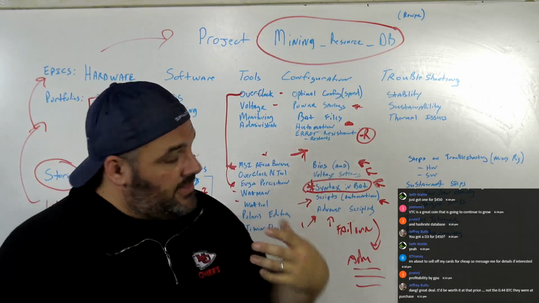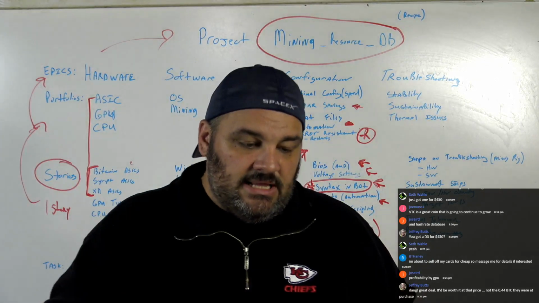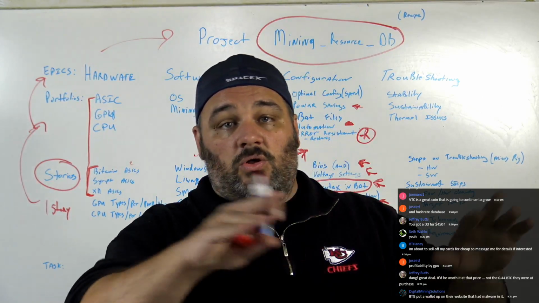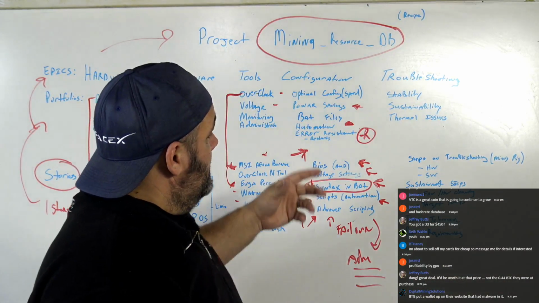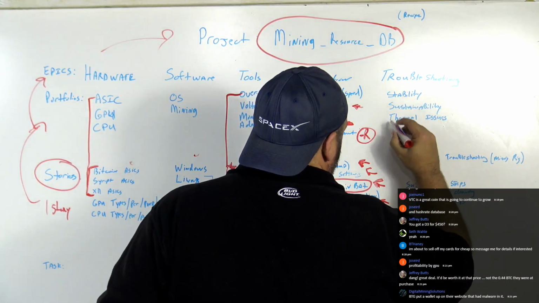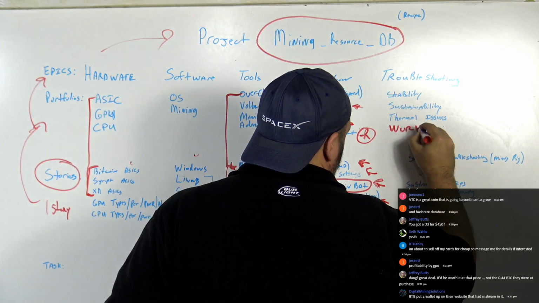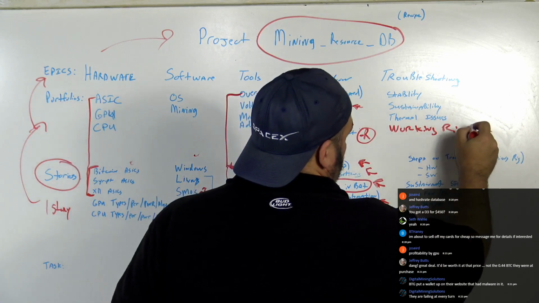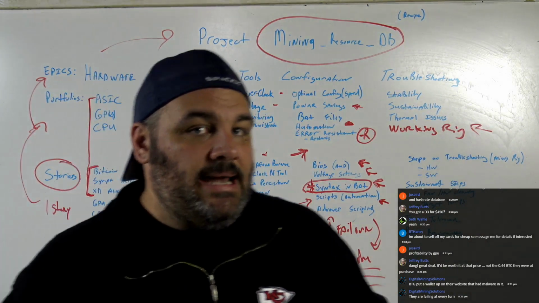These different items, troubleshooting is about stability. At the end of the day, it could also be that the damn thing doesn't work. And that's a whole other issue. But we'll put that in there. Working rig. So in this would be a whole bunch of reasons why a rig might not work.